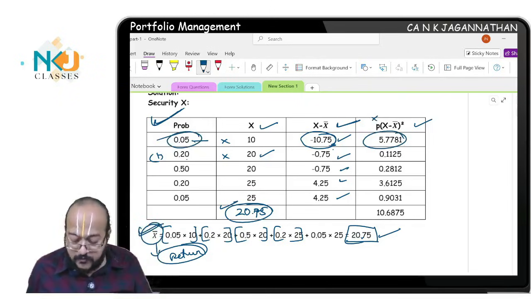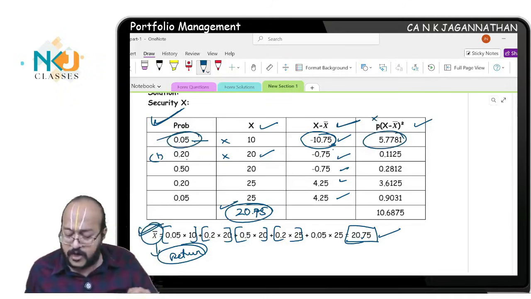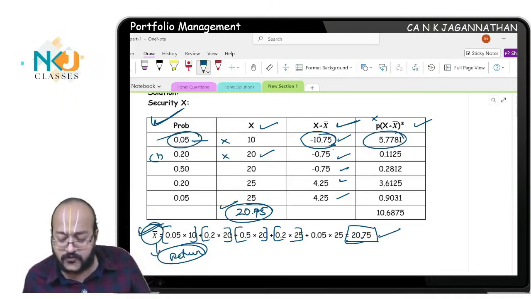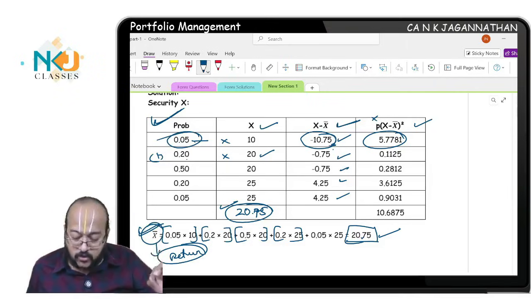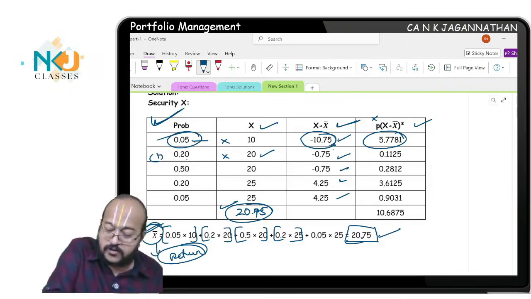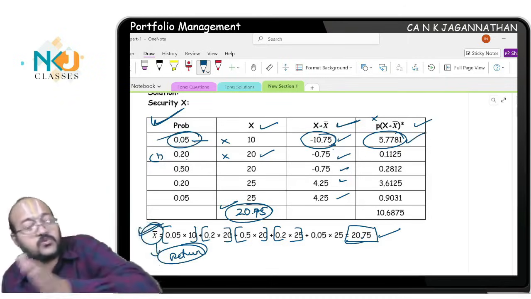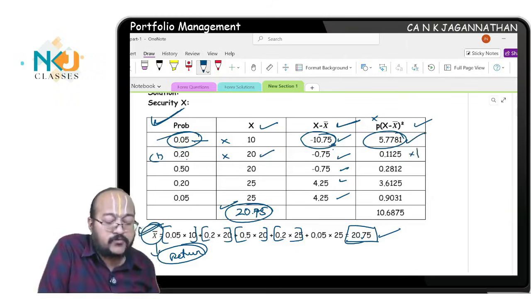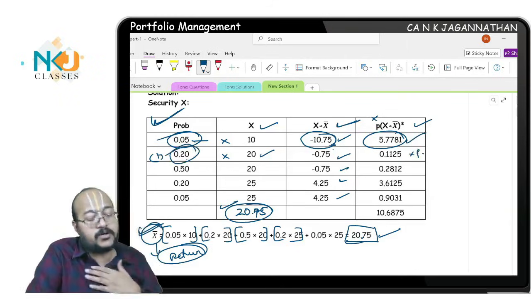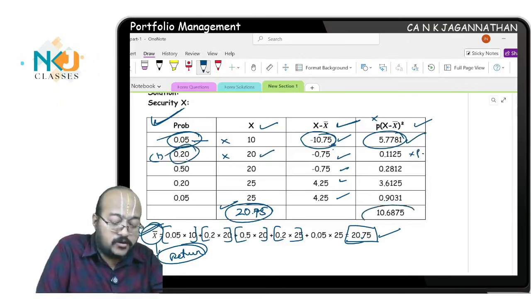Minus 10.75 into, is equal to, how much is that? 115.5625 into 5%, 5.7781. Are you all understanding? Like this you need to compute. So just square it up and multiply it with probability, this column number 1. Are you all understanding? You will get the total.